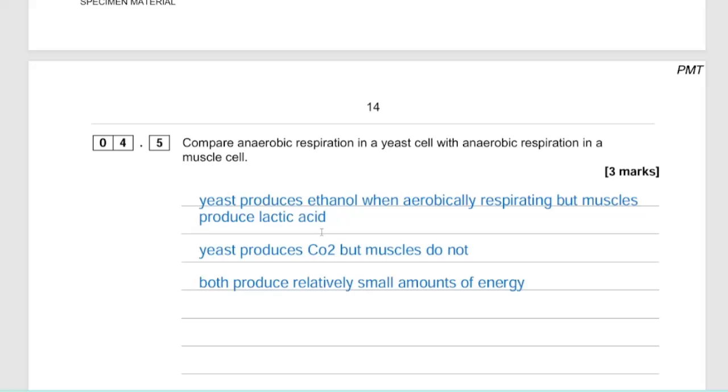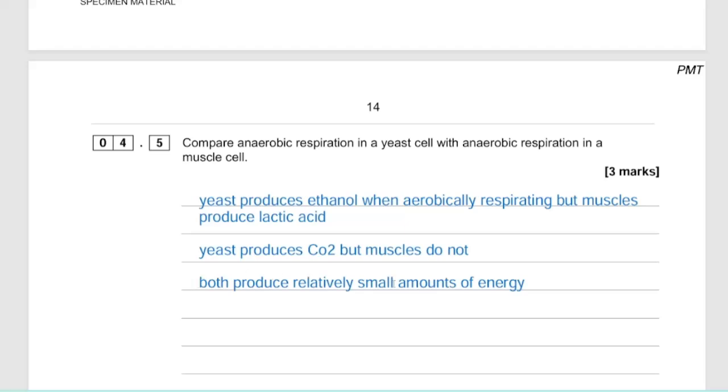Okay, moving on. 4.5. Compare anaerobic respiration in a yeast cell with anaerobic respiration in a muscle cell. Yeast produces ethanol when anaerobically respiring, but muscles produce lactic acid. Yeast produces CO2, but muscles do not. And both produce relatively small amounts of energy.